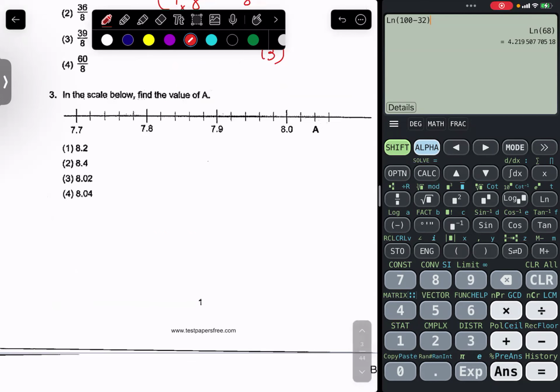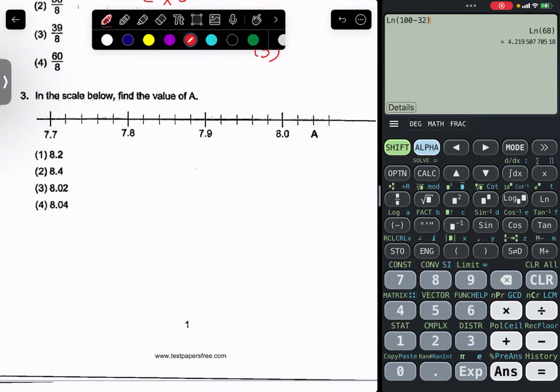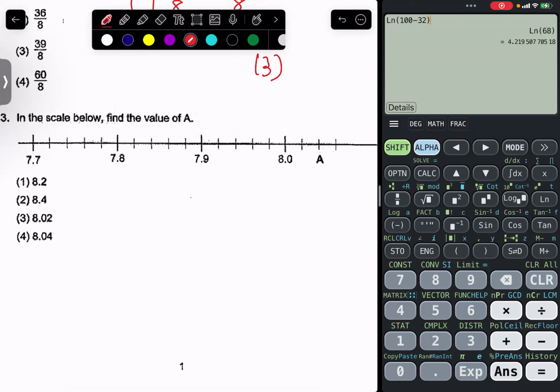Question 3. In the figure below, find the value of A. Okay, so look at how the scale goes in increments of 1. From 7.9 to 8.0, that's plus 0.1. Now in between, let's put in another 0. So that's 10 spacings, right? 1, 2, 3, 4, 5. You can say that each interval is 0.02. So that means this would be 8.04.